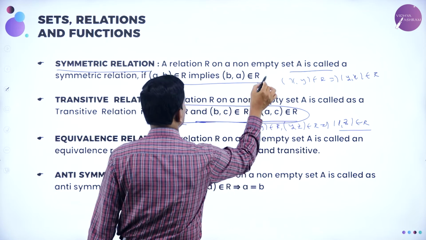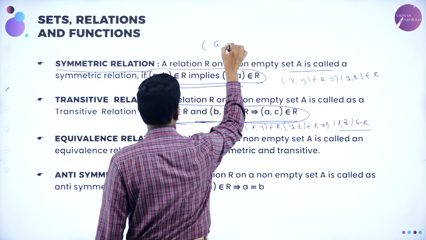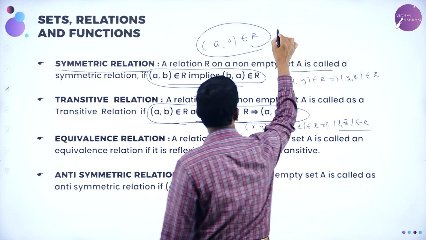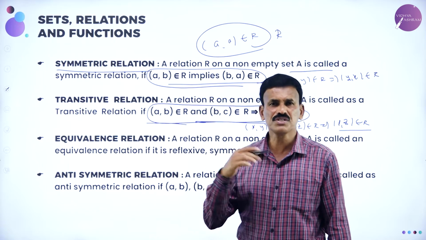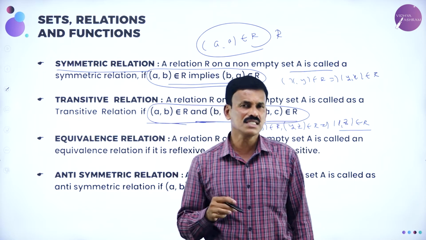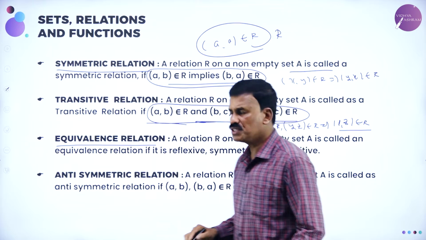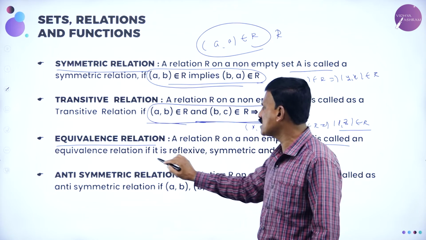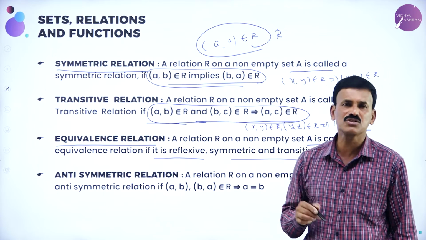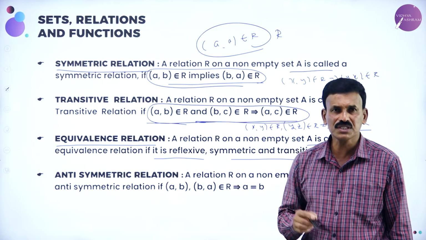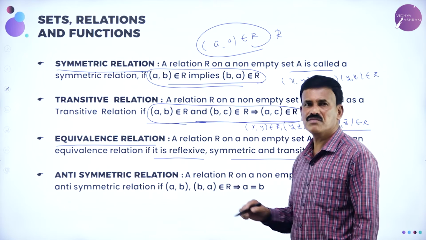If (a, b) belongs to R implies (b, a) belongs to R, then it is called symmetric. If (a, a) belongs to R, then it is called reflexive. Reflexive, symmetric and transitive. So if a relation R on a set A is reflexive, symmetric and transitive, if all three are satisfied on the set A, then such a relation is called an equivalence relation. A relation R on a non-empty set A is called an equivalence relation if it is reflexive, symmetric and transitive.